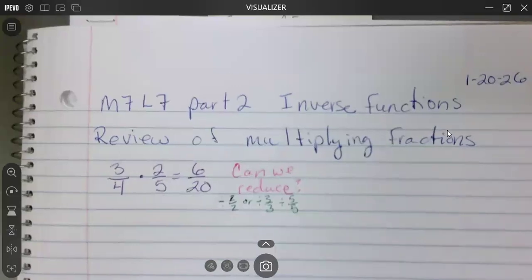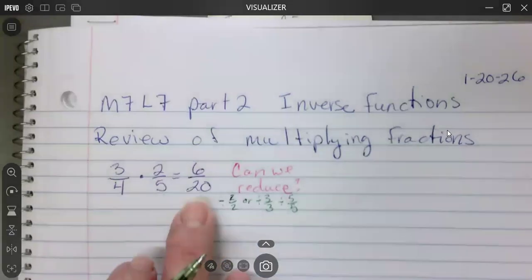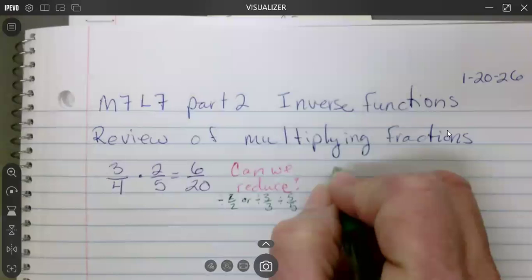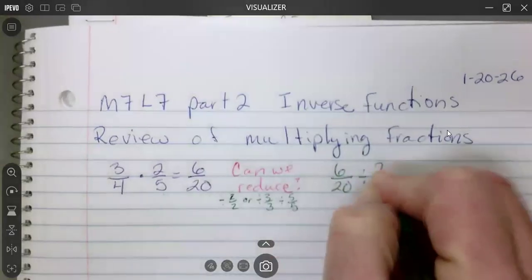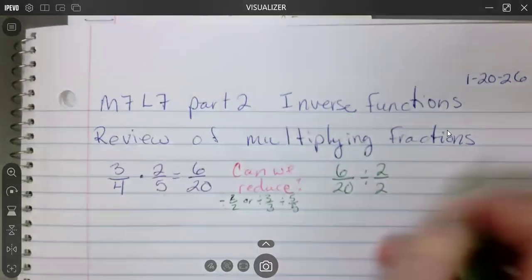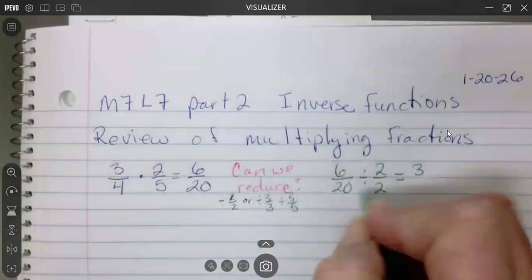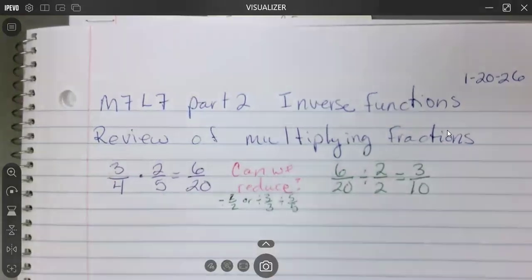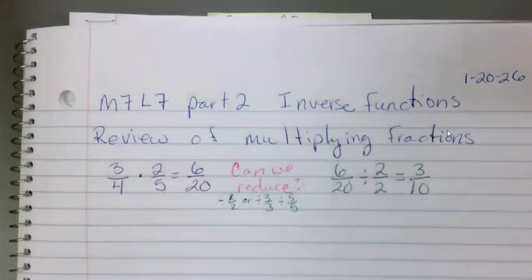Okay, so we can divide by 2 over 2 because 6 and 20 are both even numbers, right? So I'm going to write it again. So we've got 6 over 20, and I'm going to reduce or simplify by 2 over 2. 6 divided by 2 equals 3, and 20 divided by 2 equals 10. Beautiful. And that's all you have to do. And so then the 3 over 10 is in reduced or simple form, and that's how we like it.